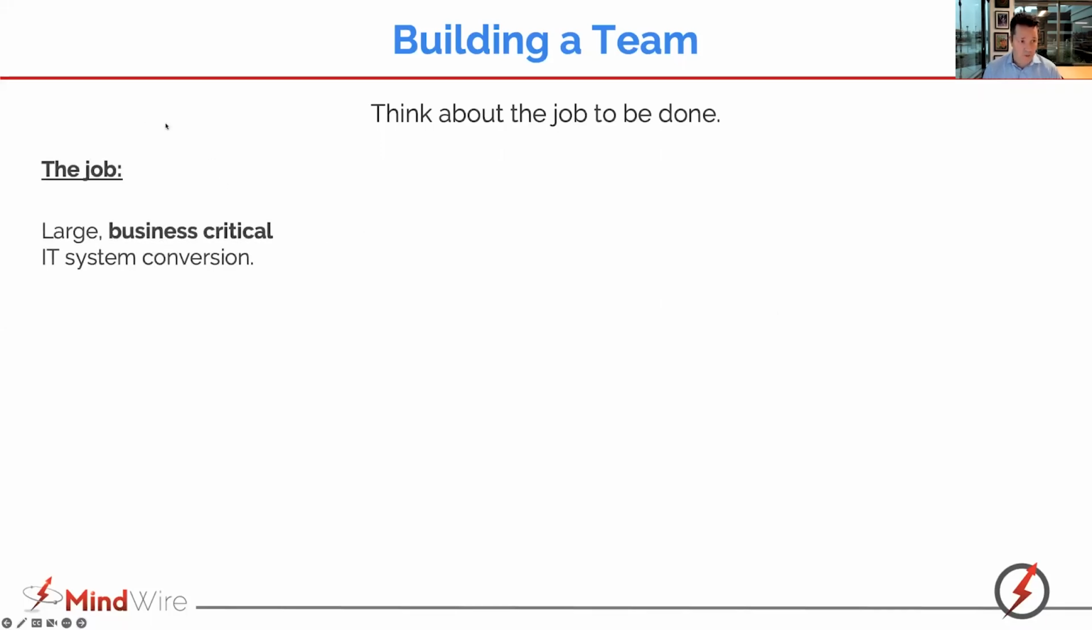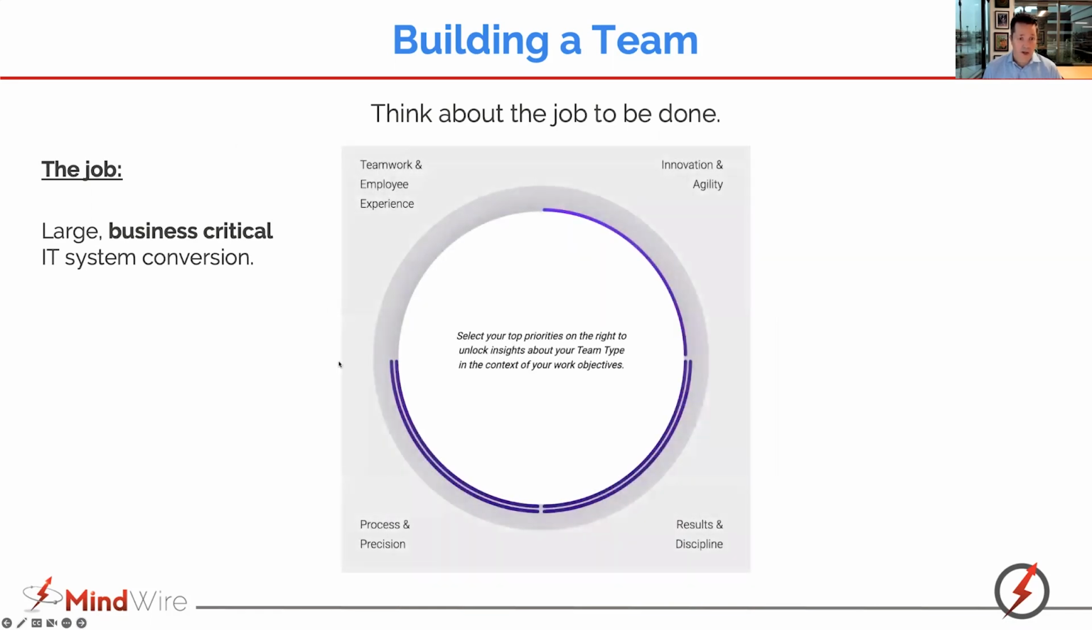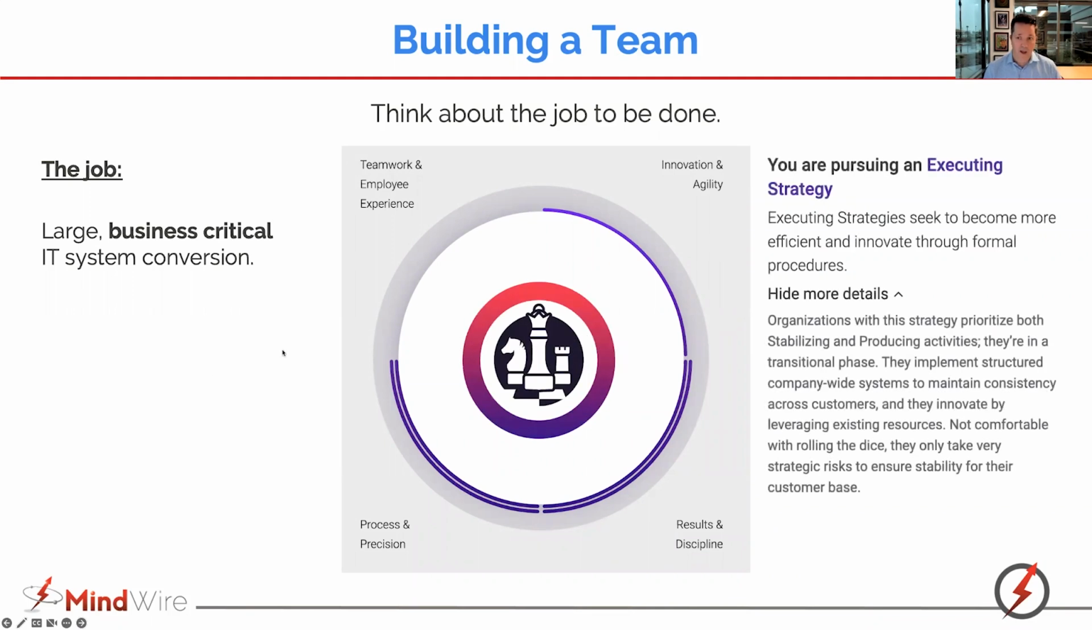So we had a situation where a client had a really significant, massive, multi-$100 million IT system conversion they were going to execute, right? So they had to be really good at process and precision, results and discipline, as you can imagine, system transformation, and a little bit of innovation and agility to push, push, push. So they built a team to do that.